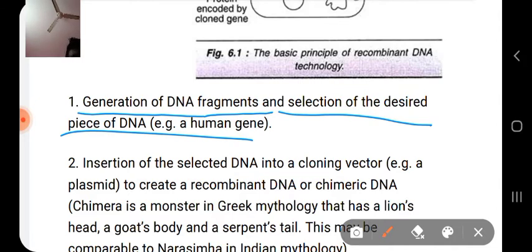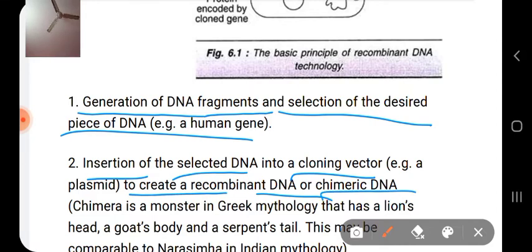For example, suppose we take the insulin gene from a beta cell of the pancreas. Then in the next step, we insert that selected DNA into a cloning vector. A cloning vector means a vector which will replicate continuously. So if we can insert our desirable DNA into this type of vector, our desirable DNA will also make millions and millions of clones. And we create a recombinant DNA or chimeric DNA.